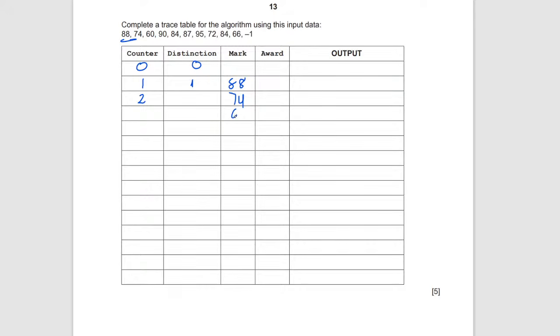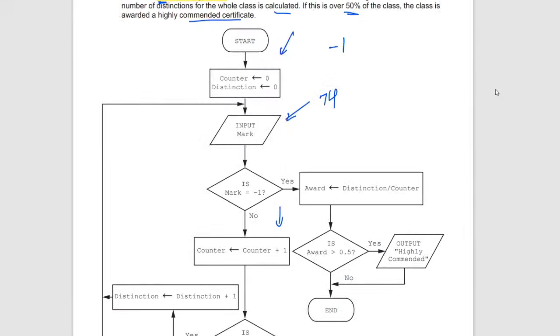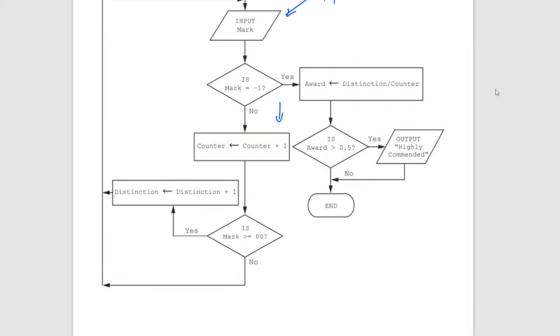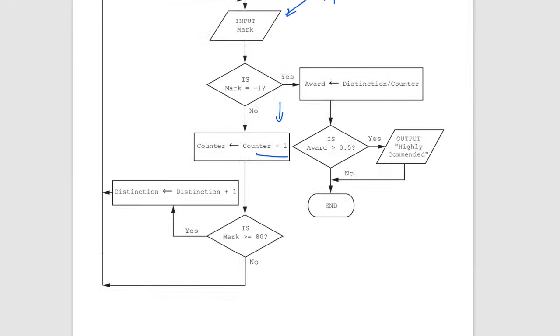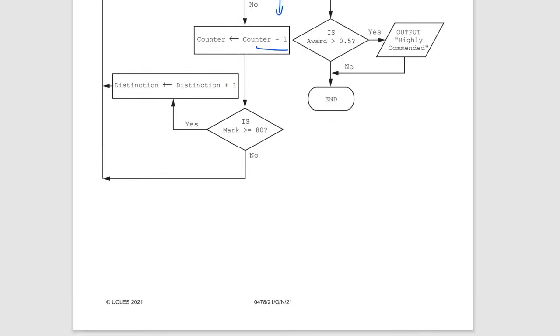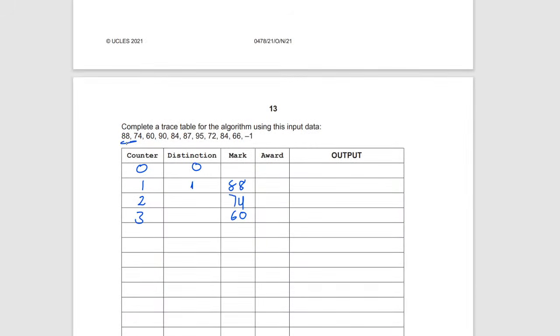The next input is 60. So we go over to 60. Is the mark -1? No. So we'll do counter plus 1 again here. So counter will be 3 this time, and it is below 80, so we will go all the way back again. So straightforward. We are done with 88, we're done with 74, we're done with 60, so 90 now.